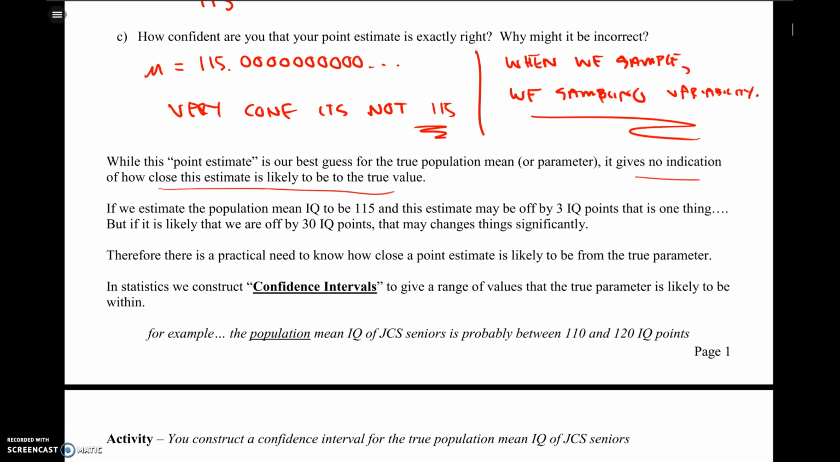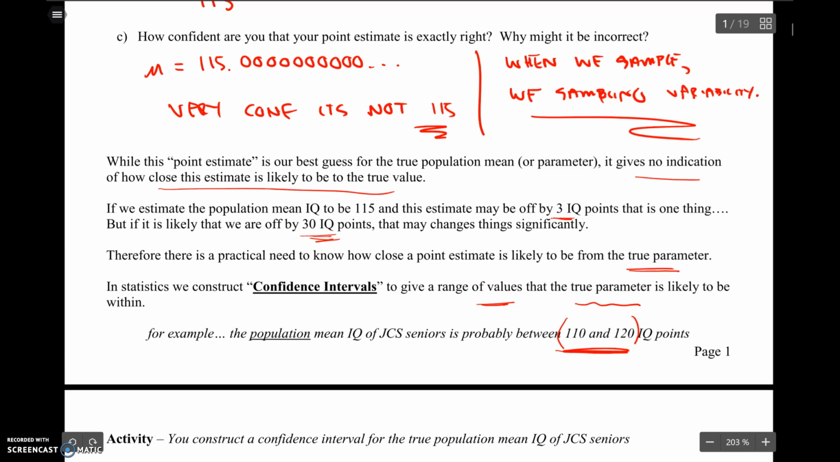If we estimate the population mean IQ to be 115 and this estimate may be off by 3 IQ points, that's one thing. But if it's off by 30 IQ points, that would be something completely different. Therefore, there becomes a practical need to let people know how close these point estimates are likely to be to the true parameter. In statistics, we construct confidence intervals to give a range of plausible values that the true parameter is likely to be within. For example, we might say something like the population mean IQ of JCS seniors is probably between 110 and 120. For instance, this would be a confidence interval.